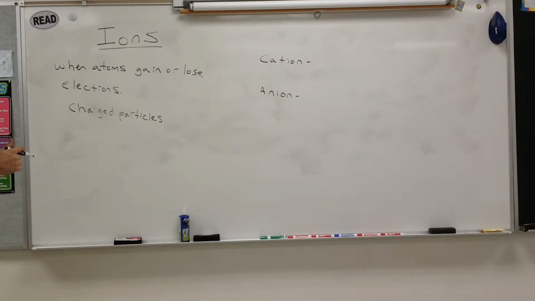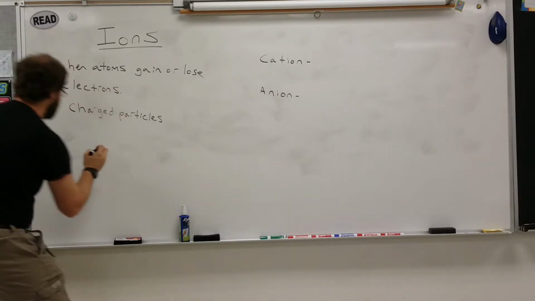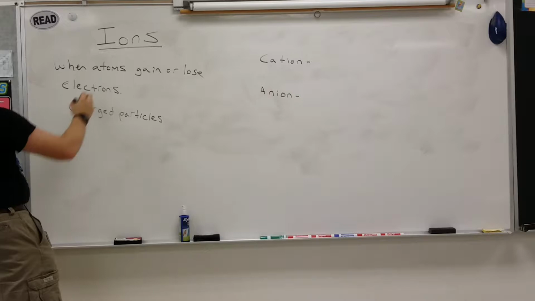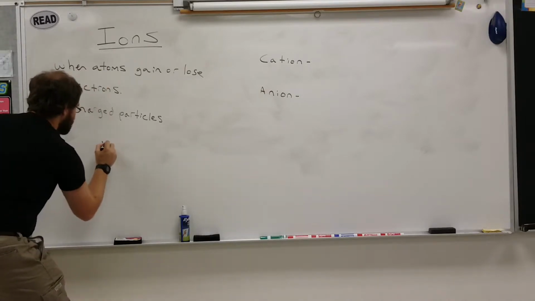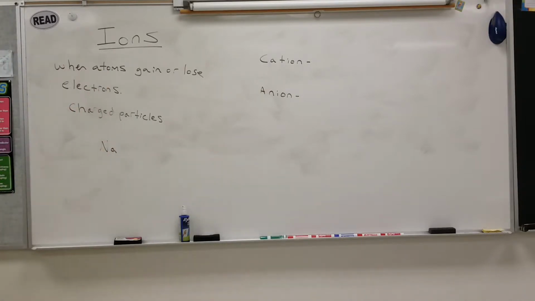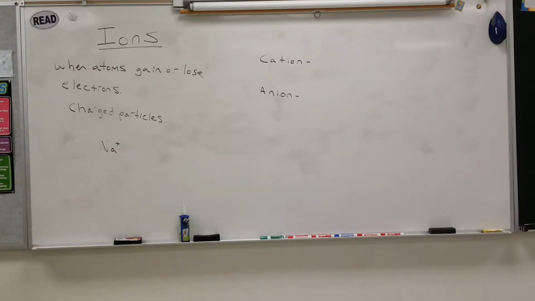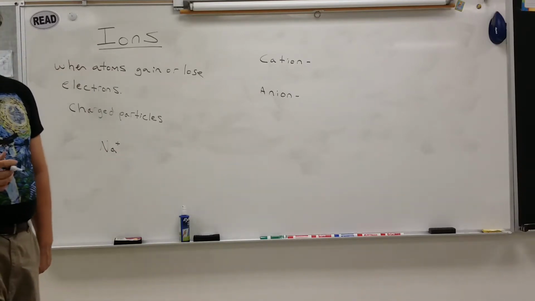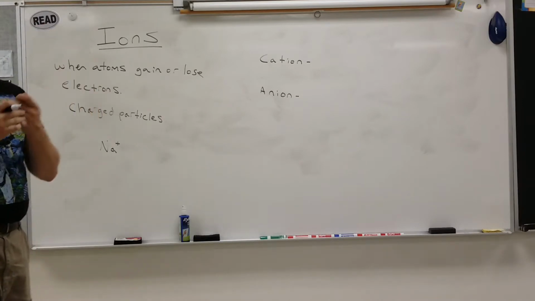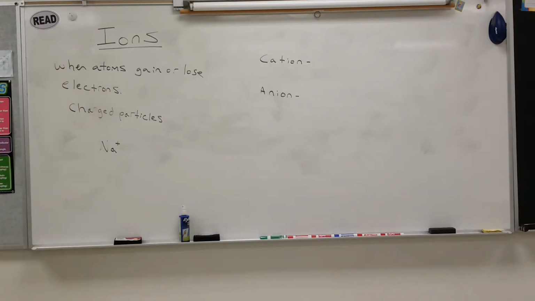Okay? When we write an ion out, we're going to write the chemical symbol for it. So in this case, I'm going to use sodium here. Sodium is Na. Okay? Sodium loses an electron when it becomes an ion. And so you put a plus here, right? If it loses an electron, it has one less negative charge. So it would become a positive ion because it has lost an electron and now has more positive charge than negative charge.